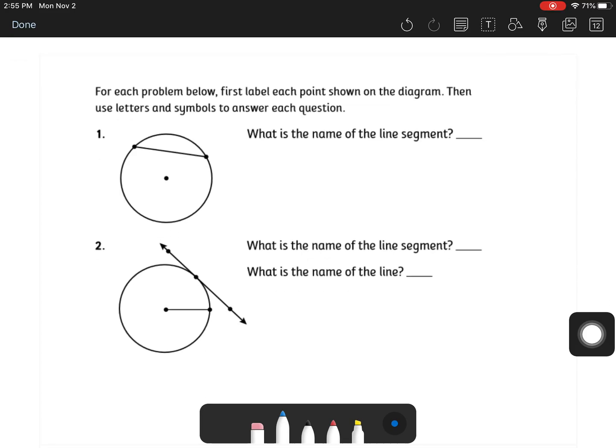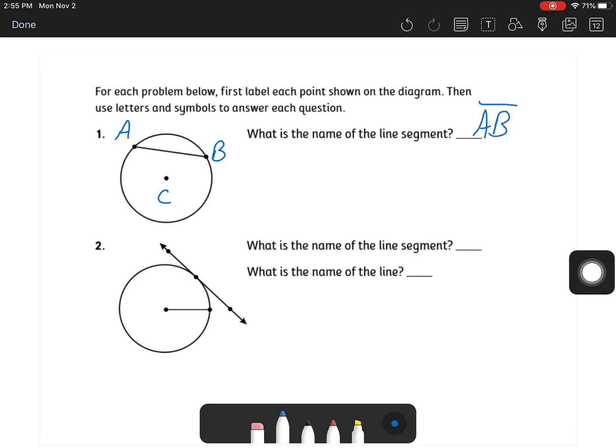Okay, it says for each problem below, first label the point shown on the diagram, then use letters and symbols to answer each question. So we just have to label each point. We can use whatever letters we want. I'll just go A, B, and C. So what's the name of the line segment? Well, since I went AB, I'm going to call it AB, and a line segment has a bar over it.